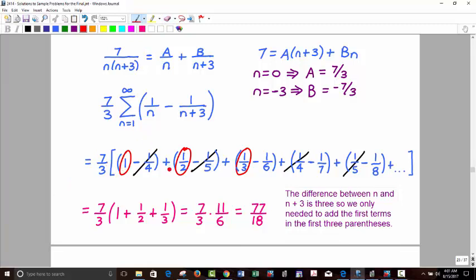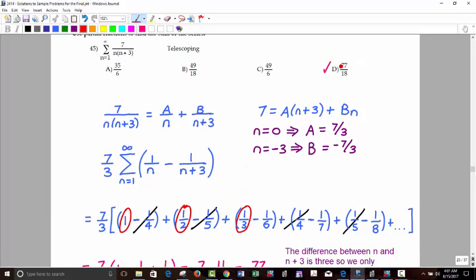So we have 1 plus 1/2 plus 1/3. That equals 11 over 6 times that 7/3, and we get 77 over 18. There it is. Answer D.